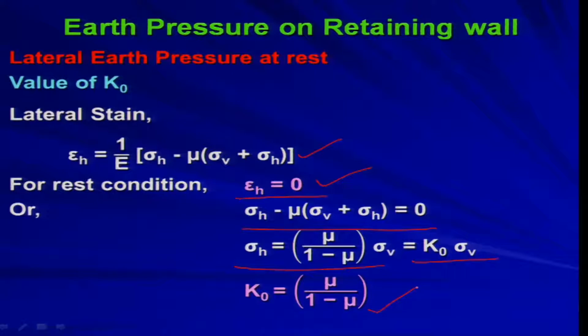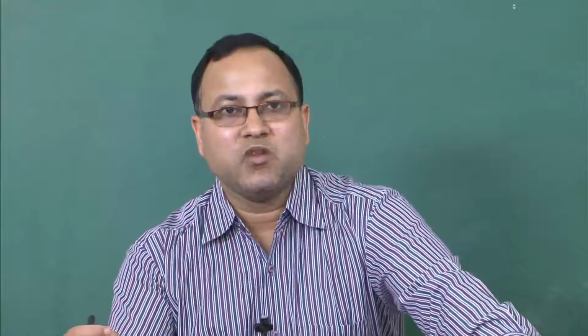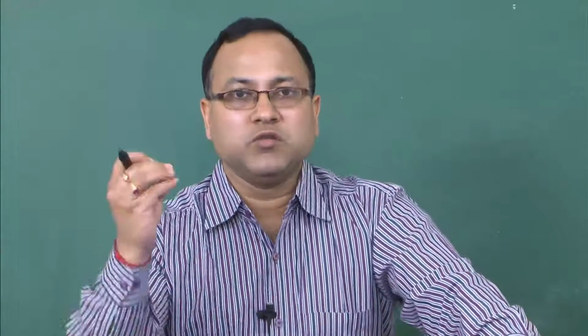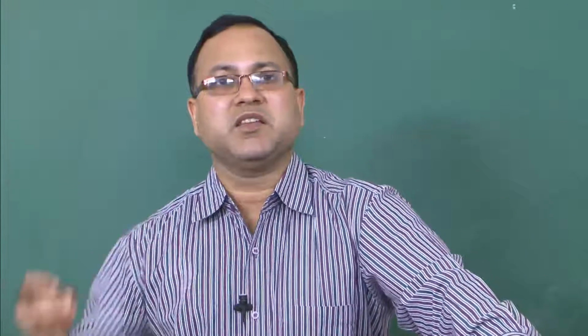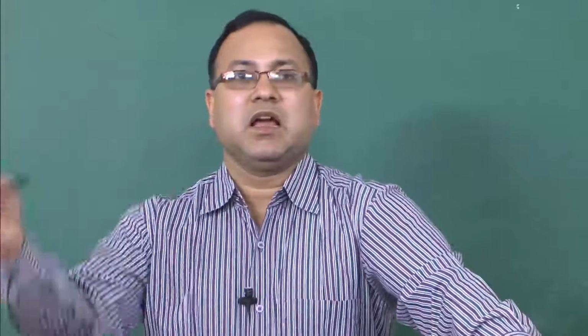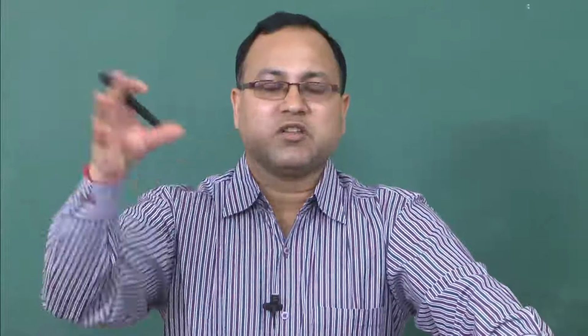Okay. So, what is mu? Mu is the Poisson ratio. So, if you know the Poisson ratio, you can find out the magnitude of k naught. So, once you know k naught, you can find out sigma h at different locations as well as the total pressure or the total thrust on the wall at rest condition.